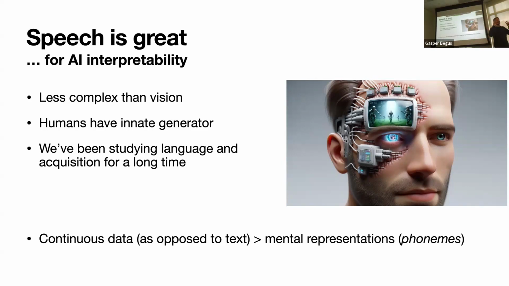Humans have an innate generator in spoken language, which we lack in vision. I can ask you to imagine a red apple, and you can imagine a red apple. I'm sure most of you are imagining a red apple right now, but I'm not seeing any red apple. Whereas when I say "red apple," you're all going to say "red apple." You're going to say it slightly differently. So we have an innate generator. When you do interpretability of generative AI, that's actually a good thing to have. And we know a thing or two about language.